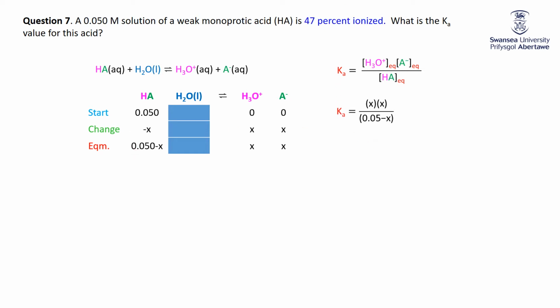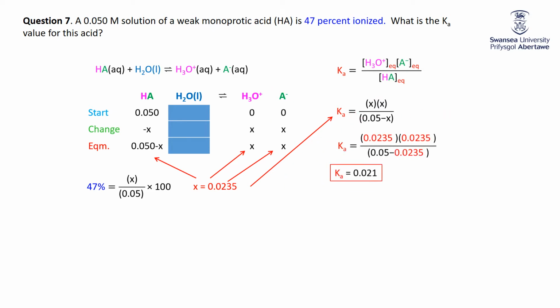Now we know it's 47% ionized. What that tells us is that 47% is the amount that's ionized, X, over the starting amount, 0.05, times 100. In other words, we started with 0.05, and 47% of that reacted at any given time. So throw all that in: X is 0.0235. Throw that into all of these equilibrium values, in particular into the Ka value, and our Ka is equal to 0.021.